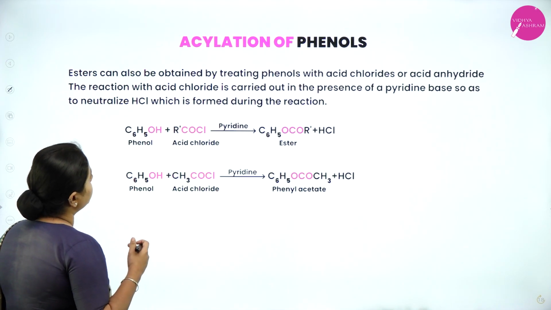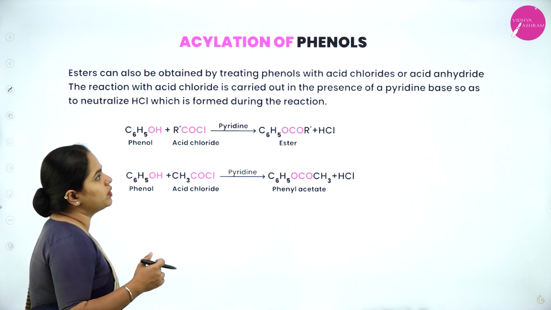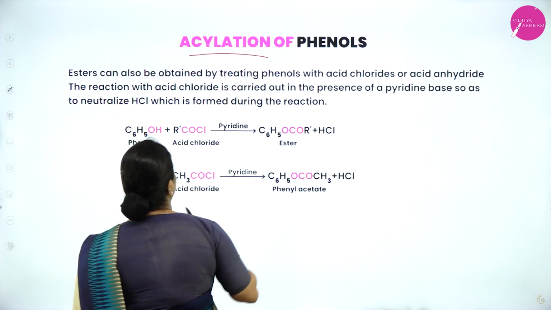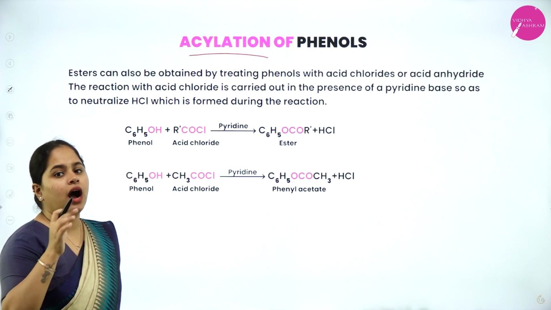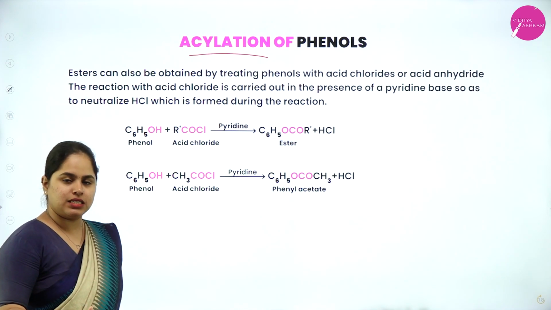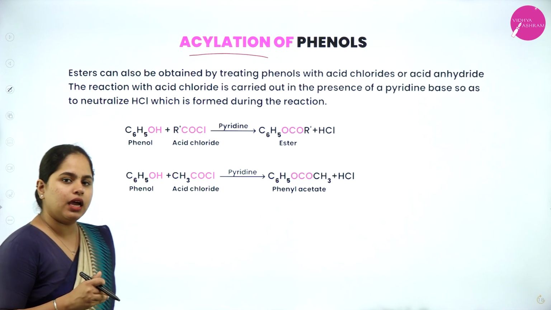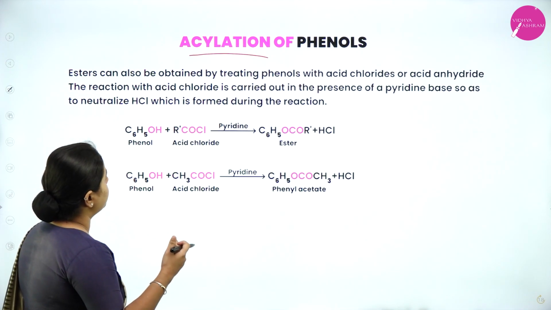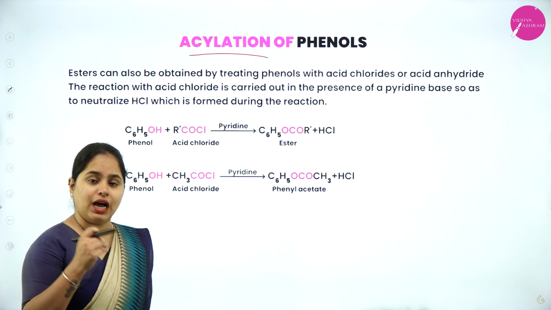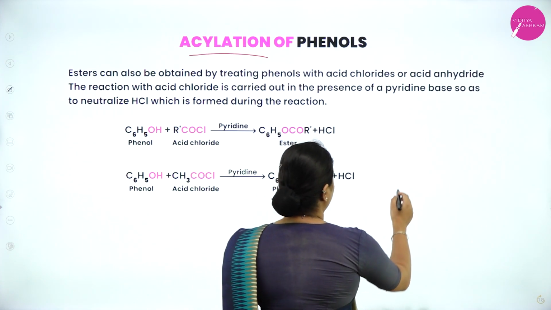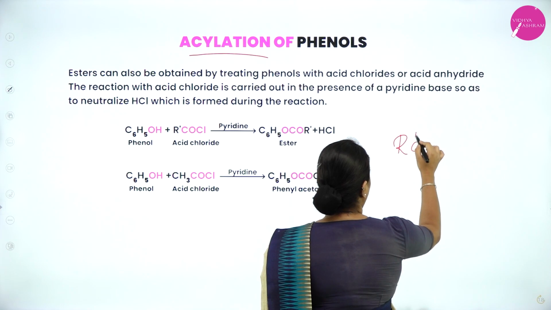Now, esters can be also obtained by treating phenols with acid chlorides or acid anhydrides. So, this process is called acylation, that is we are going to add an acyl group. So, in that way also we can form esters, right? So, esters either can be formed by reacting phenols with carboxylic acid or else can be obtained by treating phenols with acid chloride or acid anhydride. So, first we are going to see acid chloride. So, what is acid chloride?